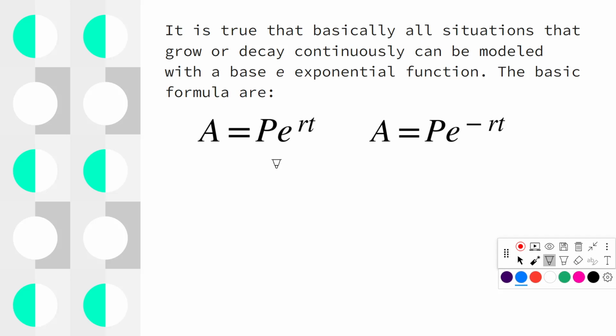Hello, this is Mrs. Scarple, and in this video I'm going to go over continuous growth and decay exponential equations. On this slide you'll see that I have two equations, one where the exponent is positive and one where the exponent is negative. When the exponent is positive, this is the formula that we're using for continuous growth. When the exponent is negative, this is the equation we will use for decay.